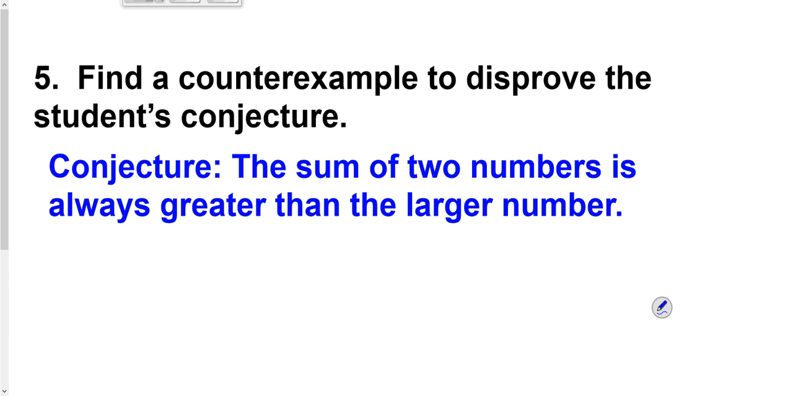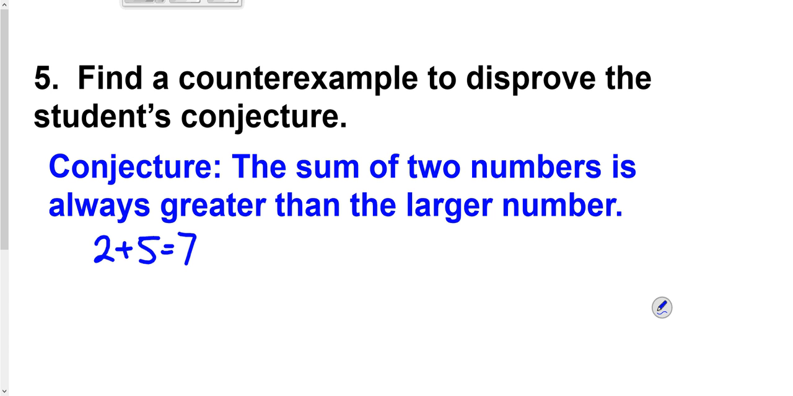Then number 5, we want to find a counterexample to disprove this student's conjecture. And they made the conjecture, the sum of two numbers is always greater than the larger number. So maybe they tried doing something like 2 plus 5 equals 7. Well, 7 is larger than the largest number that we added together. So I'm going to say the sum of two numbers is always greater than the larger number.